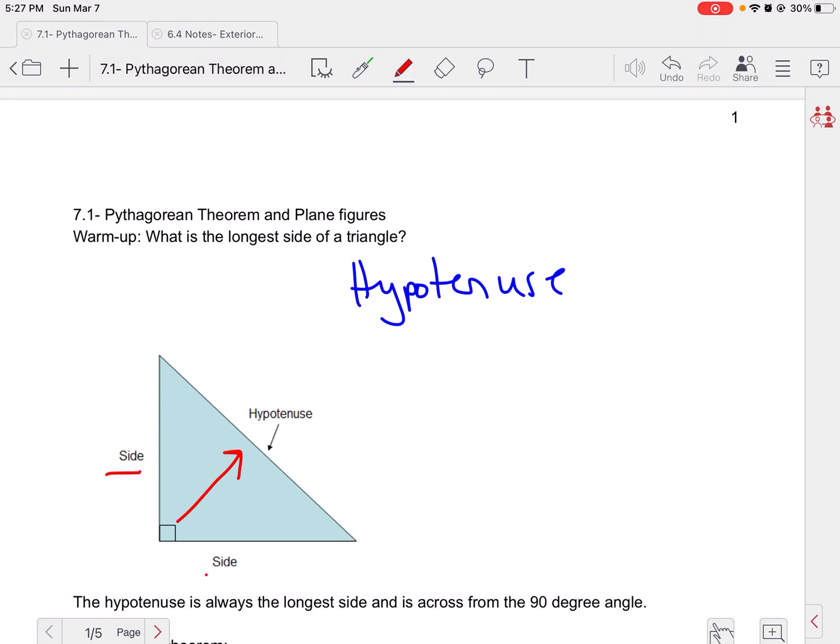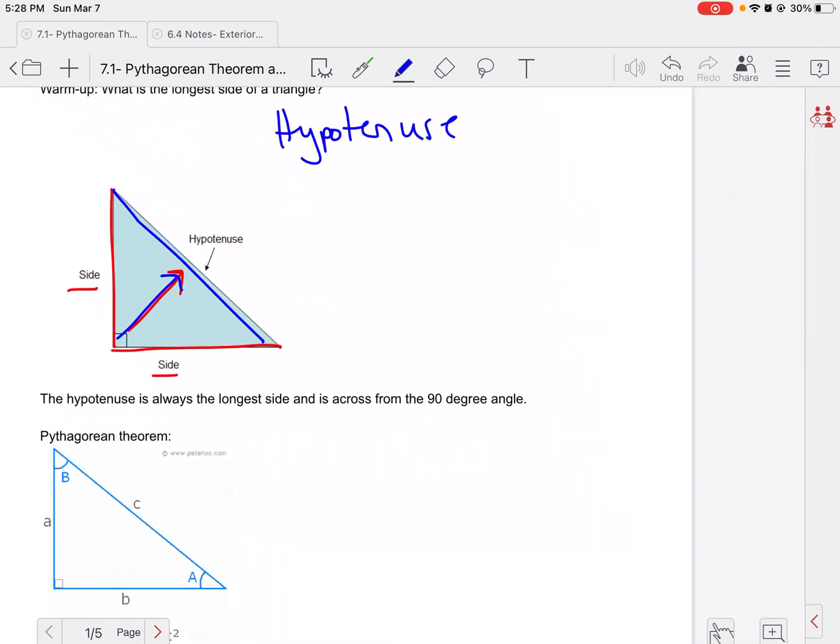And then we have two other sides of the triangle. Those are the ones that are attached to the 90-degree angle, so they are adjacent to or touch the 90-degree angle. The hypotenuse never touches the 90-degree angle, right? That's why it's across from the 90-degree angle. And I wrote that down right here for you.